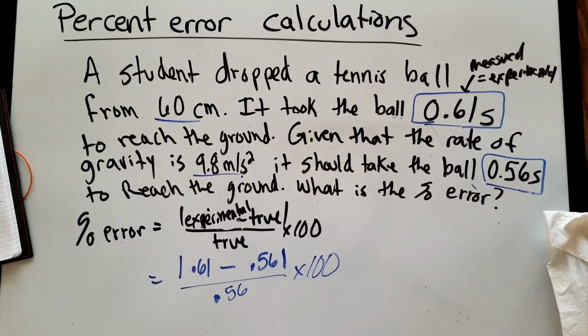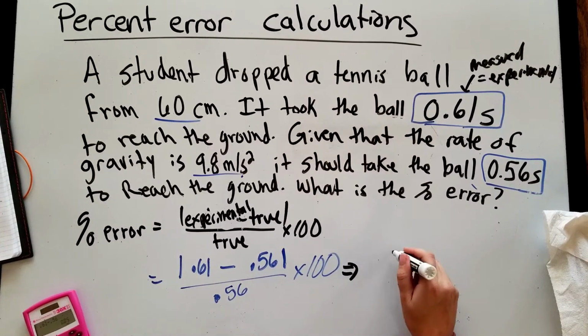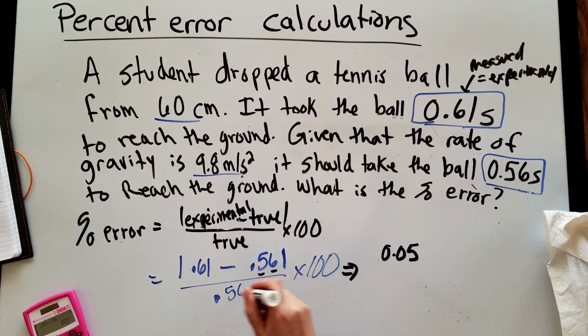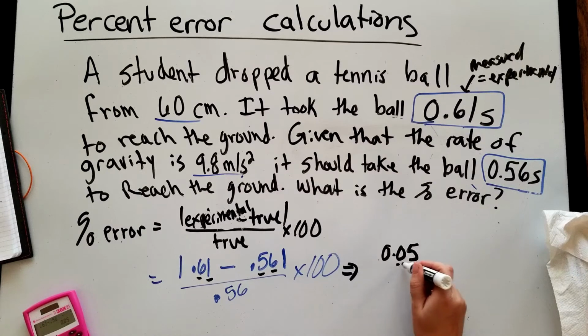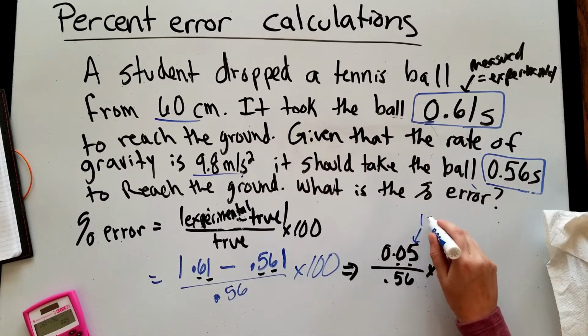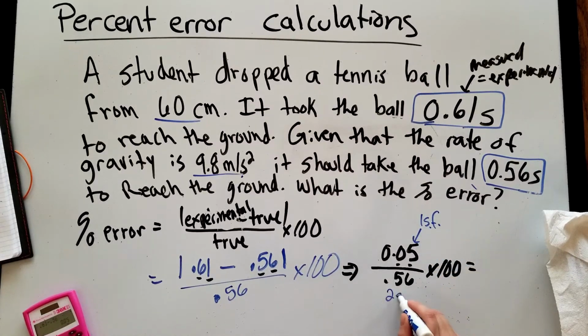Remember to do that subtraction first. If you get a negative number, just change it to a positive. That's what the absolute value signs are for. So I get, carrying this over, 0.05 on the top, because I went up 2 decimal places. So I stuck with sig figs there. And then I'm going to divide that by 0.56 times by 100. So notice my answer is only going to have one significant figure in it.